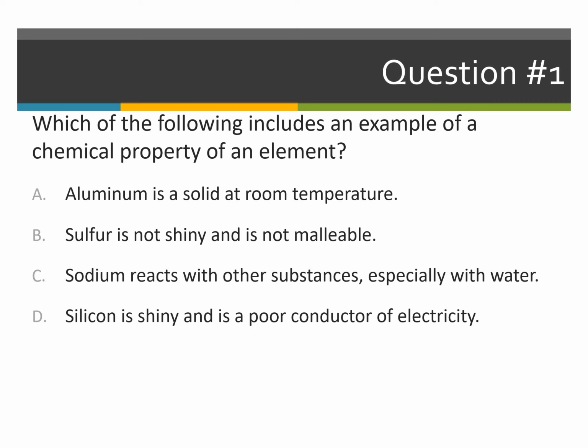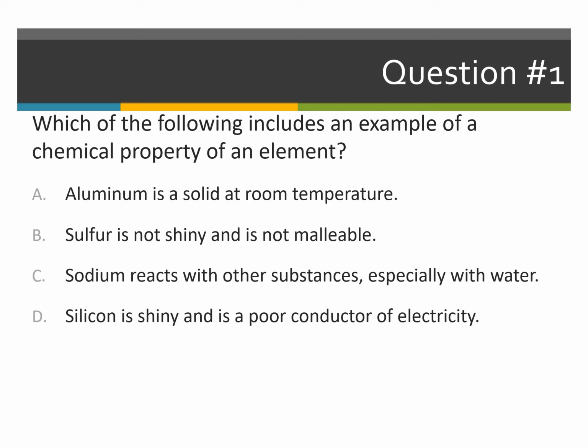Now in this case, let's look at answer number 1. It says aluminum is a solid at room temperature. We talked about how the state of matter is a physical property. So the first one is a physical property, not a chemical property. Sulfur is not shiny and is not malleable. Remember we talked about if you can observe how it looks, which would be shiny, using your senses, your eyes, that's a physical property. Is not malleable. Malleability is a physical property as well.